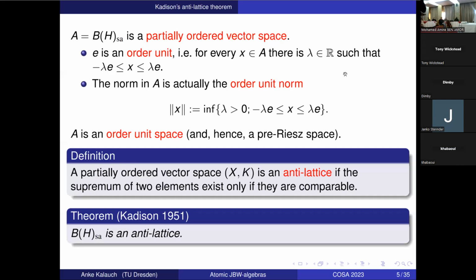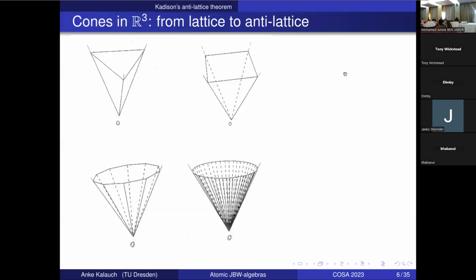Maybe I should mention a partially ordered vector space is called an anti-lattice if two elements have a supremum if and only if they are comparable. There are no other elements who have a supremum. So B(H)_sa, the self-adjoint part, is such an anti-lattice.